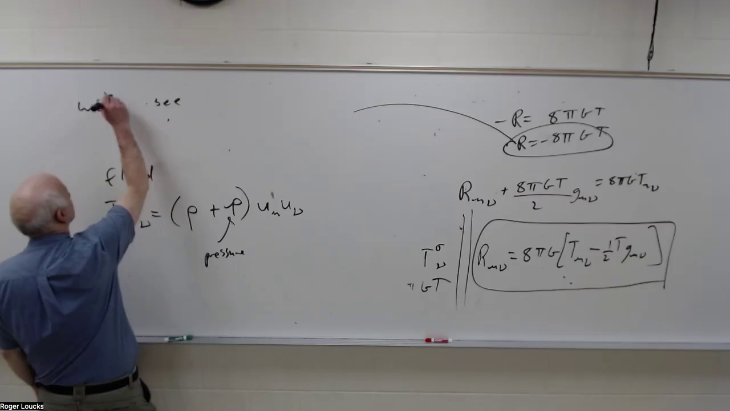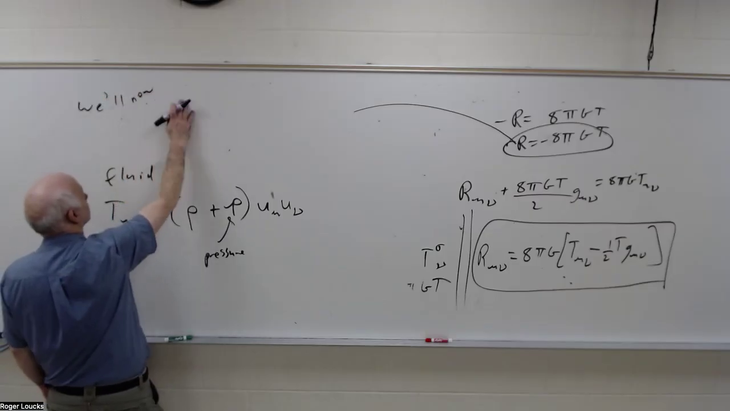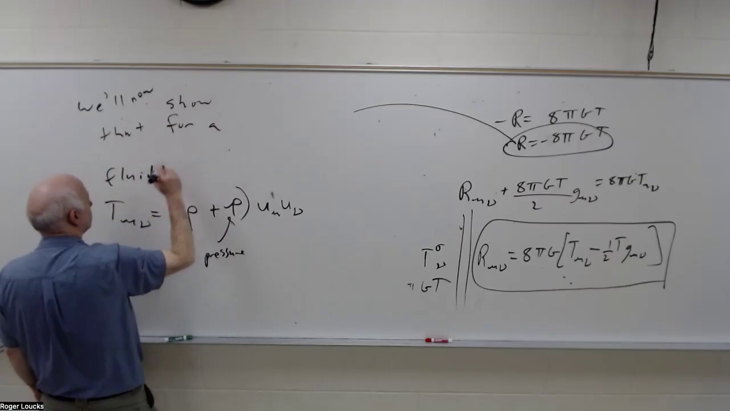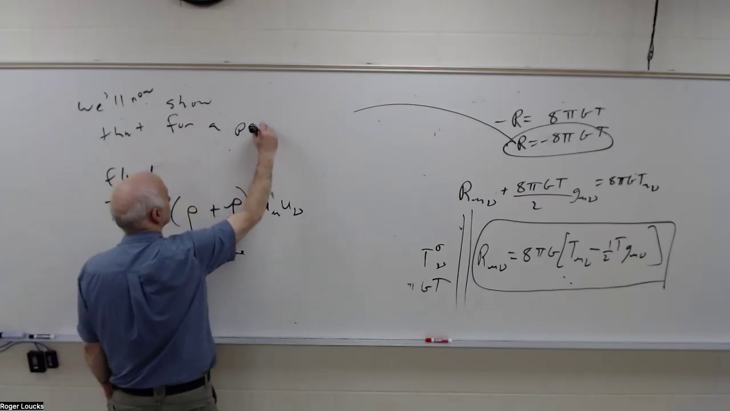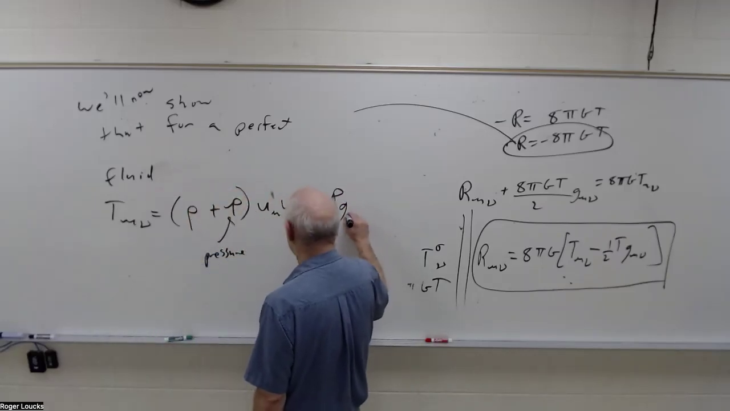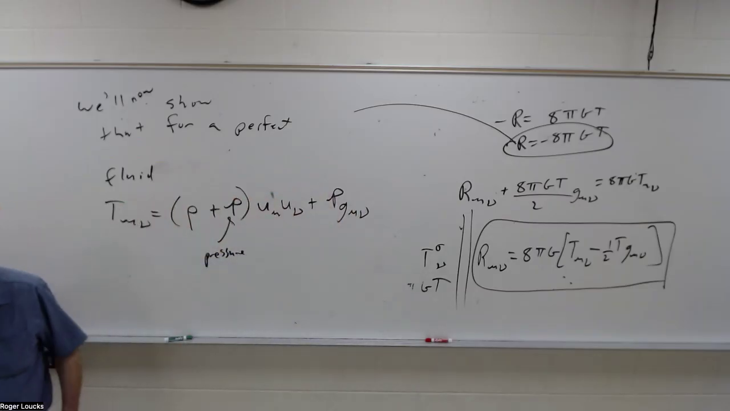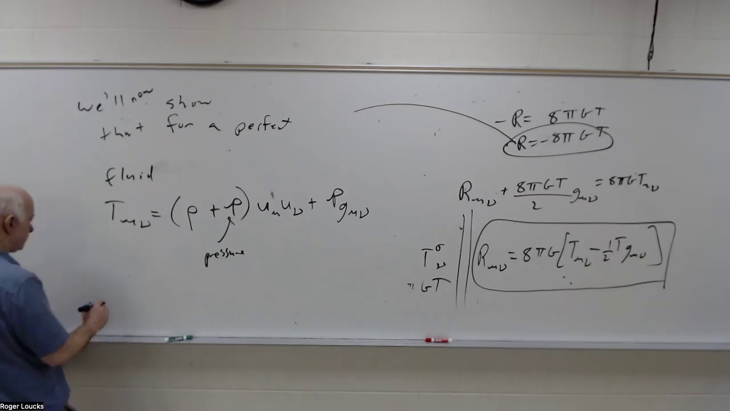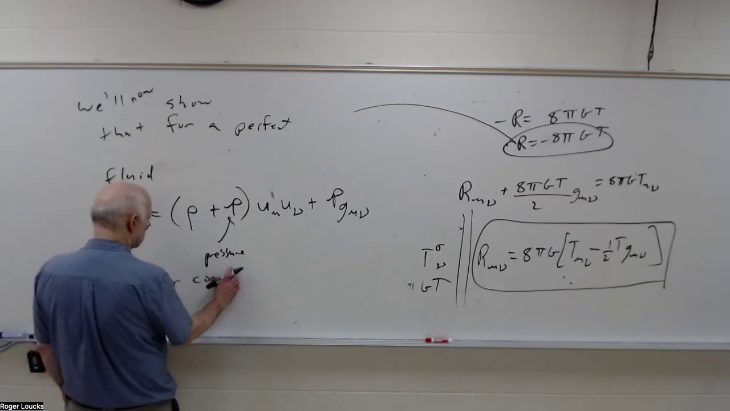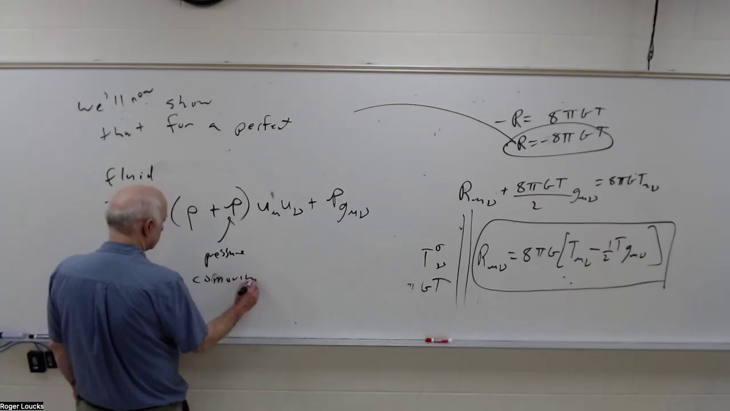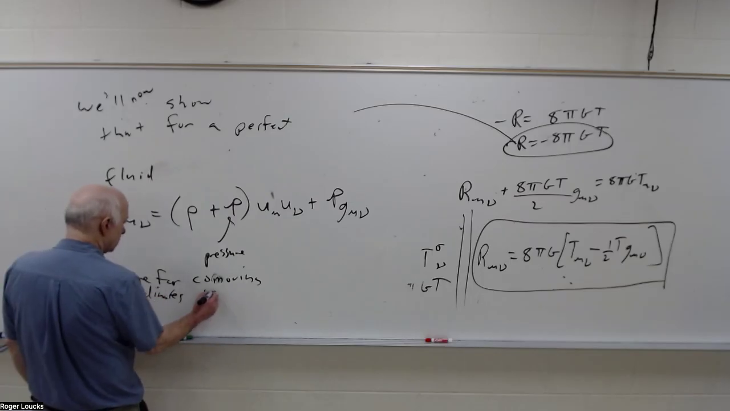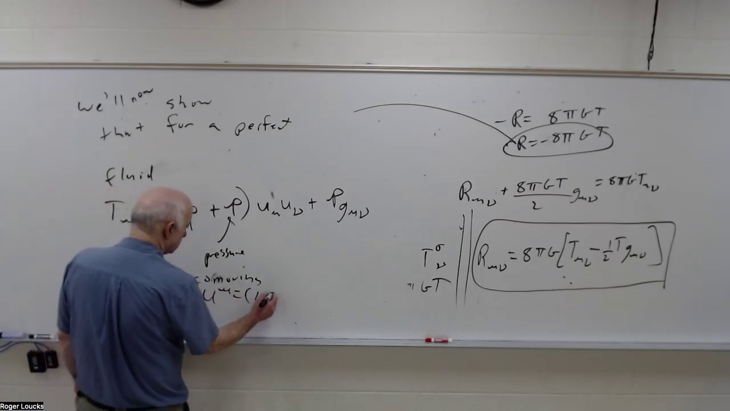We will now show that for a perfect fluid, we're going to end up with T mu nu, where for co-moving coordinates, u mu is going to be (1, 0, 0, 0).